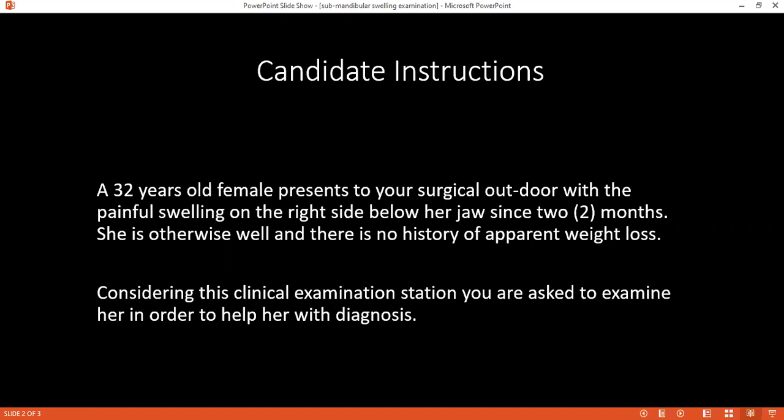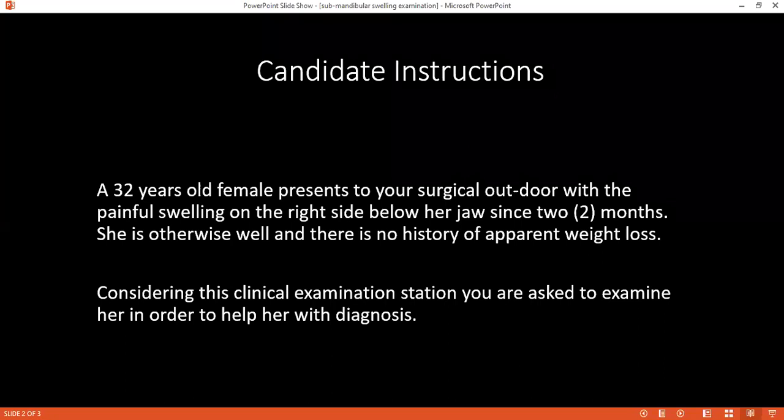Right. So if you have read and understood, consider the clinical examination station. Kindly begin. I'll clean my hands. Good morning. I'm Dr. Prabjit, one of the surgical doctors here. May I confirm your name and age? Nanta, 32 years old. Continue, please.